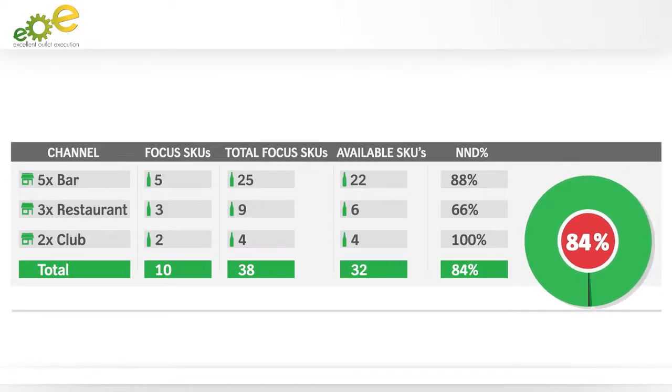Although you can see the NND score as a percentage per outlet or sub-channel, because of the different number of focus SKUs per outlet, these percentages should not be used to calculate the total overall NND score. To illustrate this point, you can see in our example that dividing 32 by 38 gives a different score to adding up 88%, 66% and 100% and dividing that by 3.